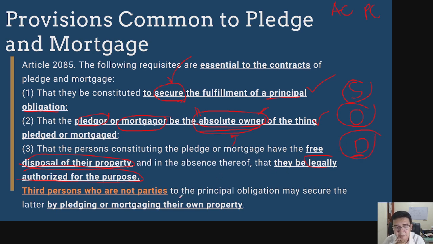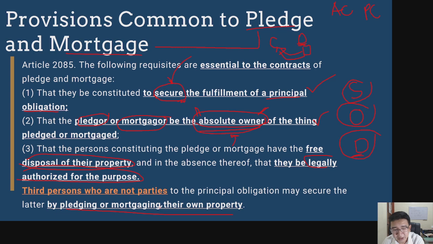Third parties who are not parties to the principal obligation may secure the latter by pledging or mortgaging their own property. Okay? So dito sa general concept ng pledge or mortgage, under the regular concept, there's only the creditor and the debtor. The debtor enters into another contract of pledge or mortgage, yung gamit niya ang ipe-pledge niya kay creditor or yun ang imo-mortgage niya kay creditor.